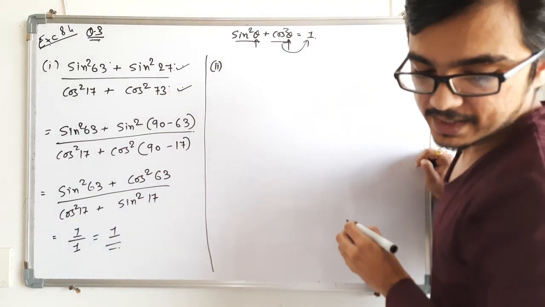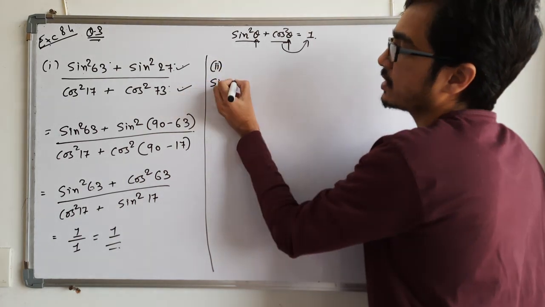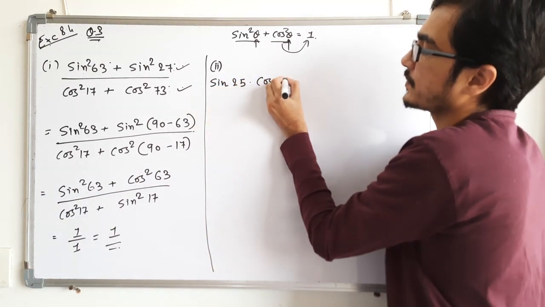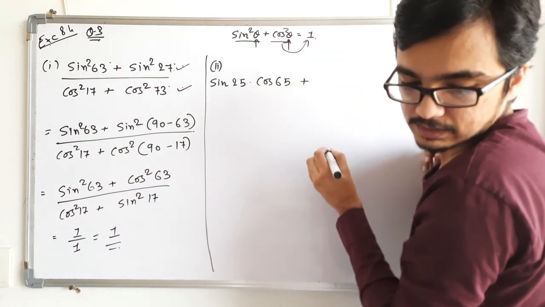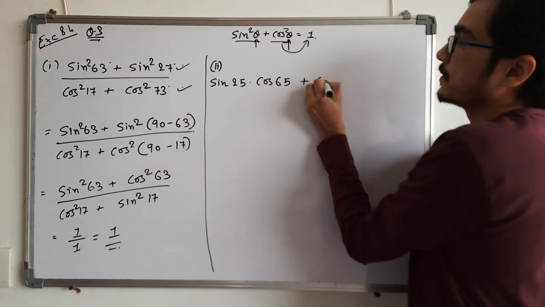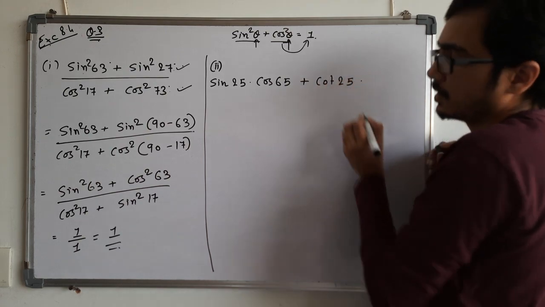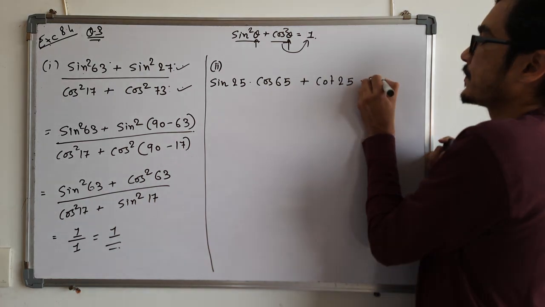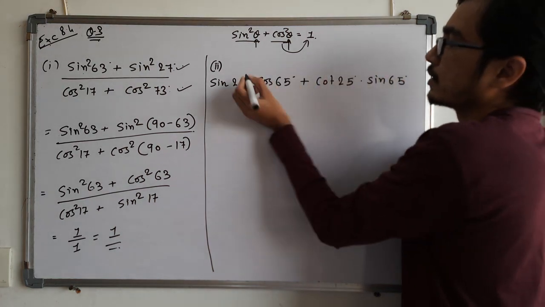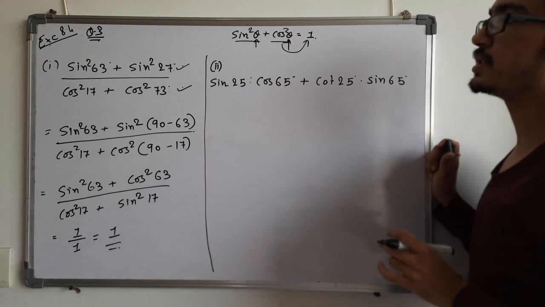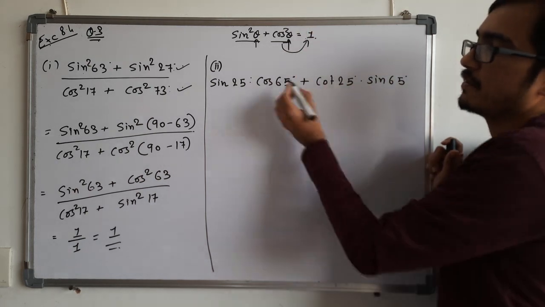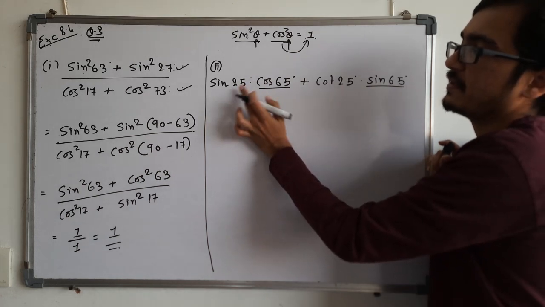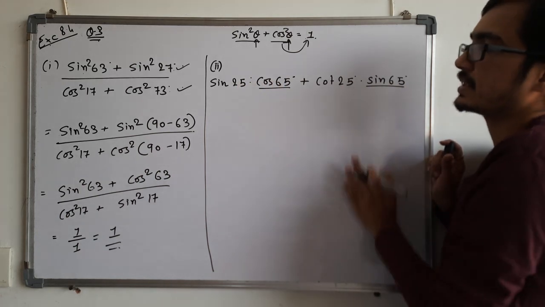Second one, sine 25 into cos 65 plus cot 25 into sine 65. So here also we have to use this identity. So we can convert this cos 65 and sine 65. As such, you can observe 25 plus 65 is 90. 25 plus 65 is 90.